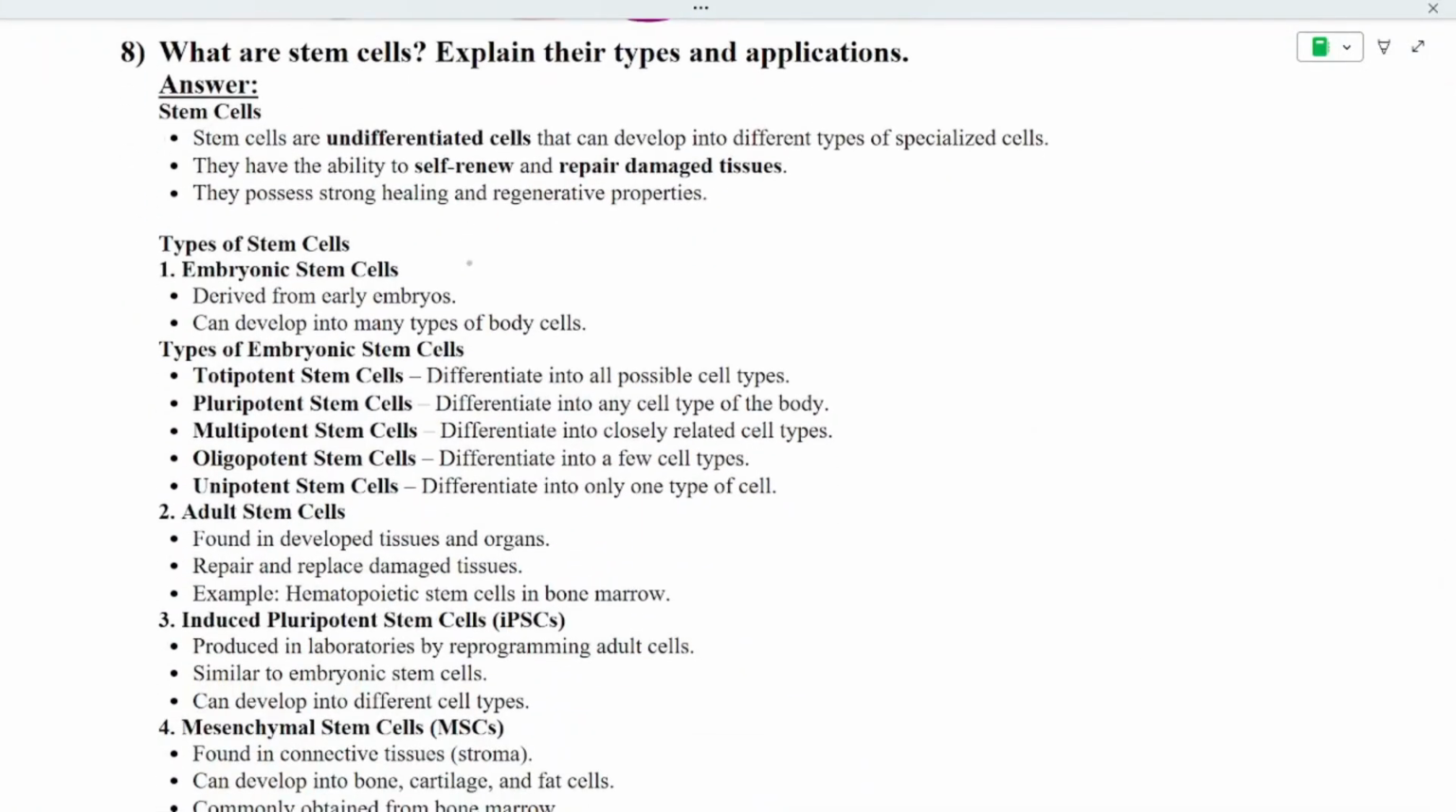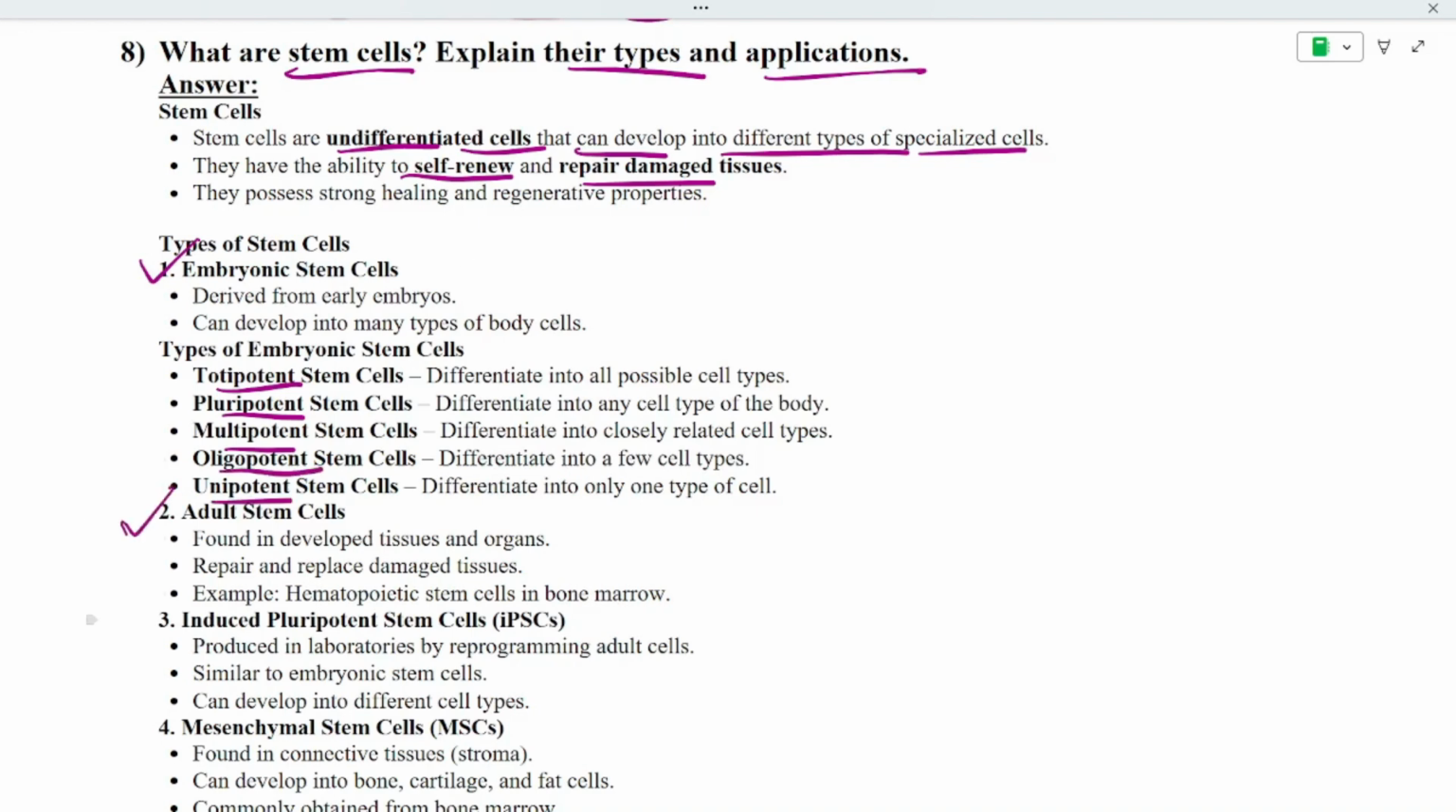Next you can see another repeated question, that is stem cells and their types and the application. Stem cells are nothing but undifferentiated cells that can develop into different types of specialized cells. Okay, that is the ability to self renew or repair the damaged tissue. The types are embryonic. Embryonic again have 5 types: totipotent, pluripotent, multipotent, oligopotent and unipotent.